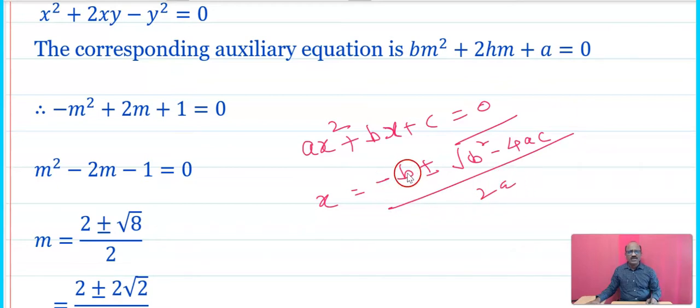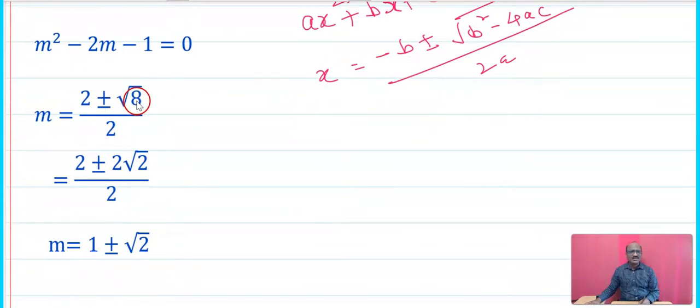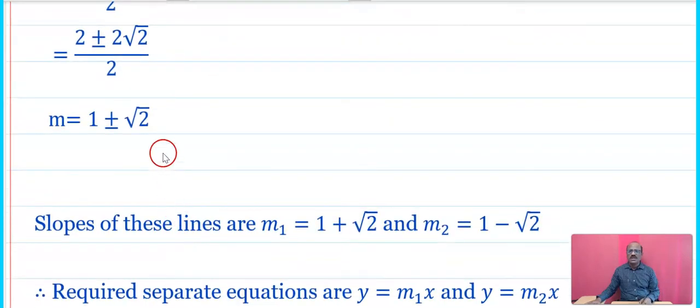The value of b is minus 2. Minus in bracket minus 2 is a plus 2. Plus or minus the root of b square, that is 2 square, means 4. Minus 4ac, that is 4 plus 4, will become 8. Now this 8 can be factorized as 4 into 2. The square root of 4 is 2. Take the 2 as common, then you will get m is equal to 1 plus or minus root 2. And these are the slopes of the lines.